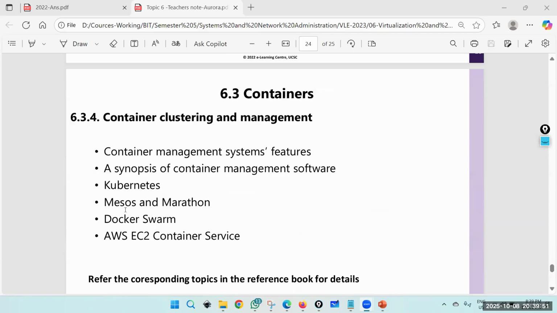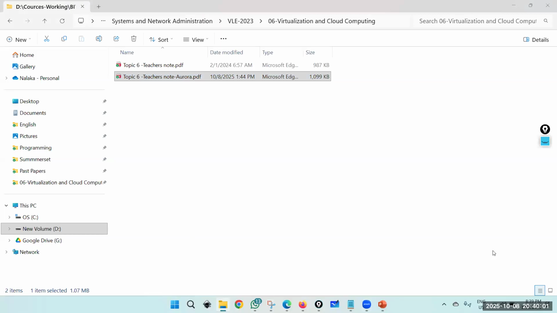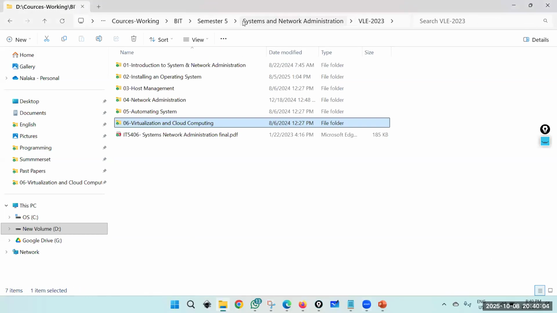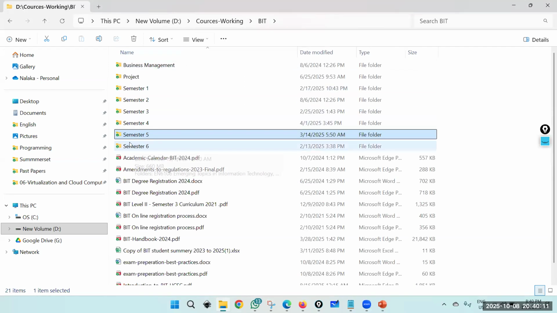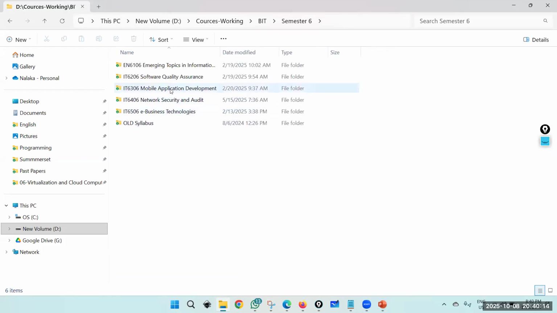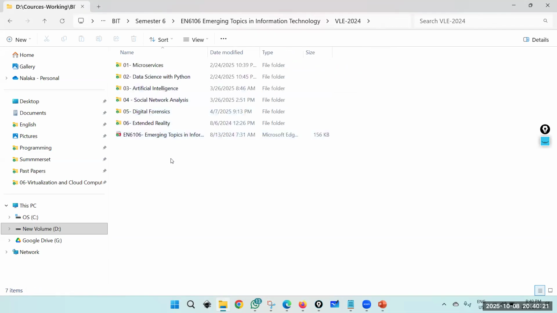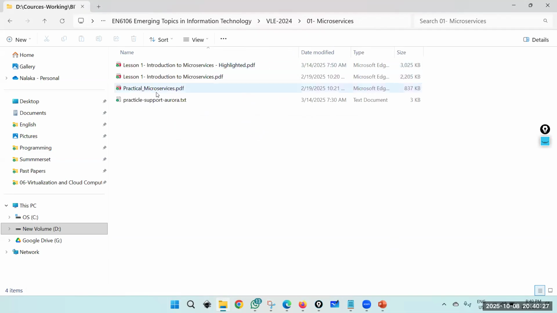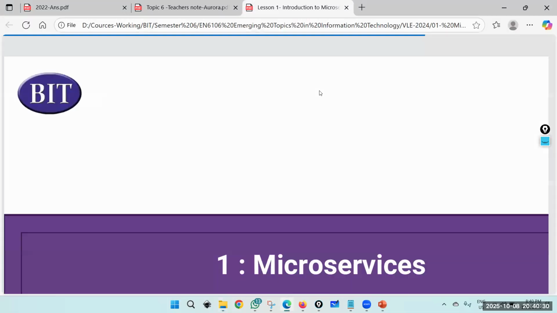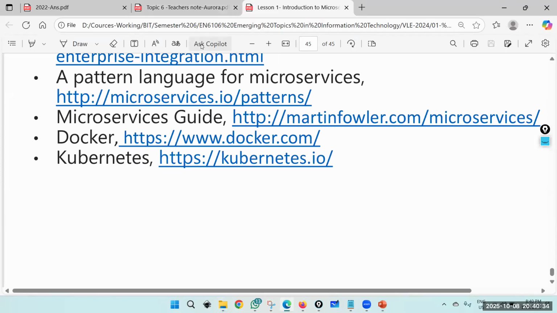But actually, what we are going to do is under semester 6, under emerging technologies. We are going to look at Kubernetes again. That is under emerging topics, and we have something called microservices, because microservices are more deployed in this kind of application containers.